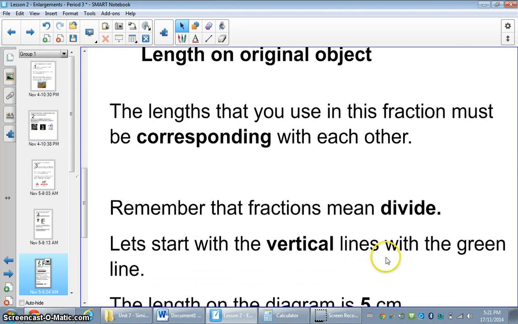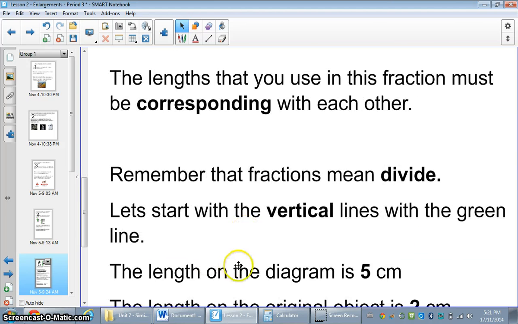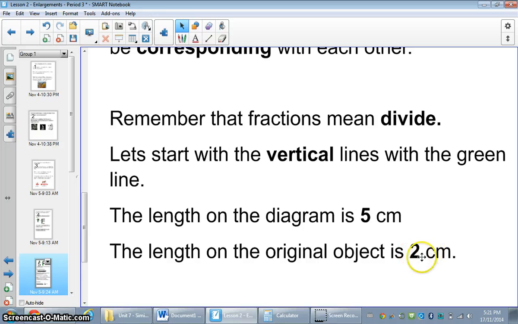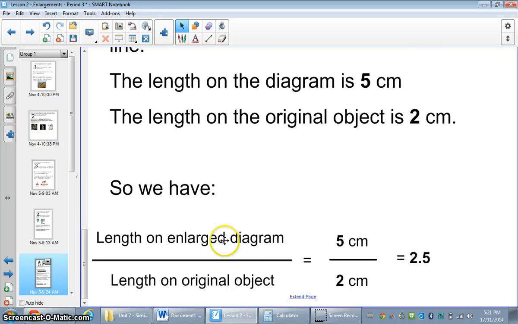Let's start with the vertical lines with the green line that we've looked at before. The length on the diagram is 5 centimeters, the one going up and down, and the length on the original is 2 centimeters. So we put that into a fraction. Length on the diagram is 5, length on the original is 2. We divide, we get 2.5. This is the scale factor. That means that the diagram is 2.5 times bigger than the original object.